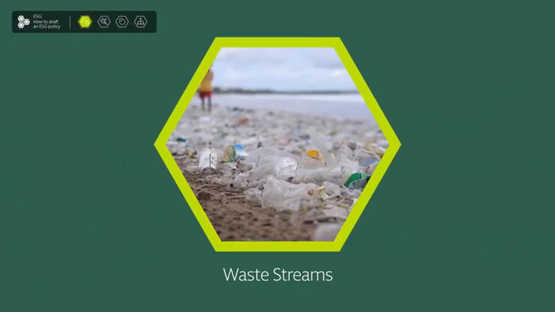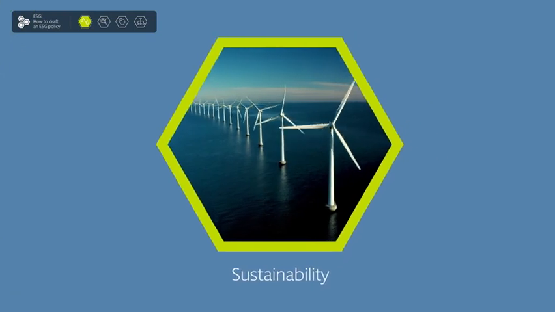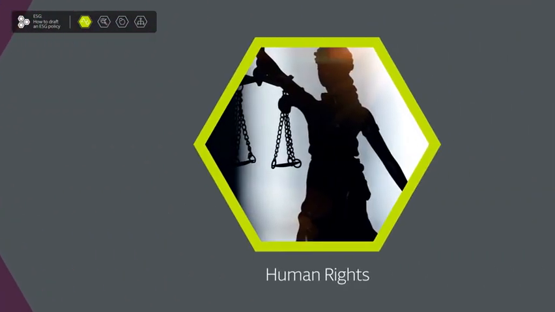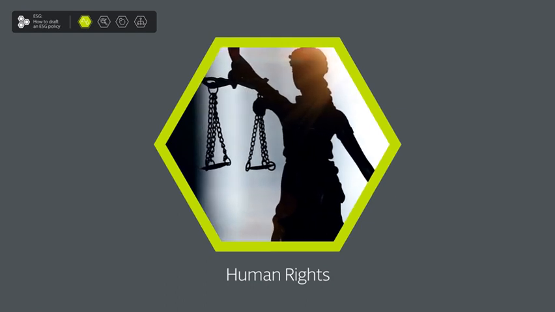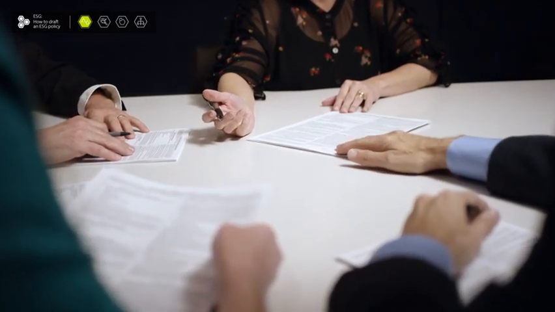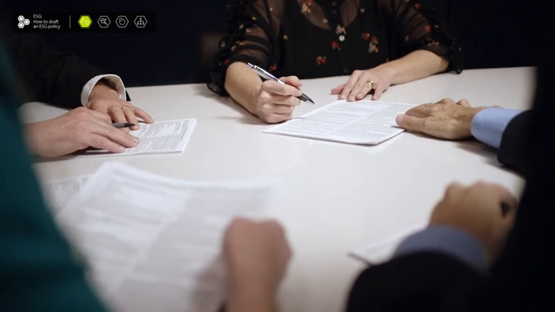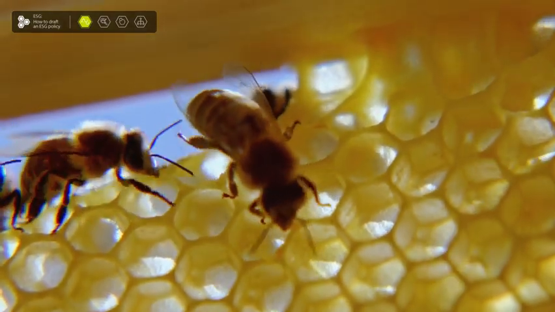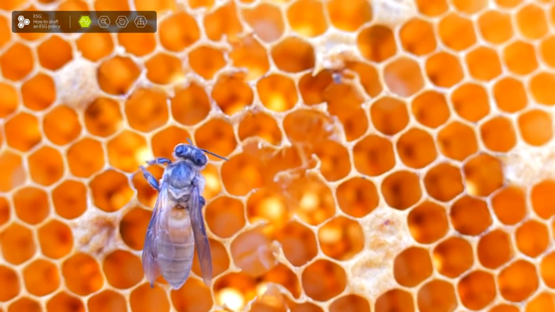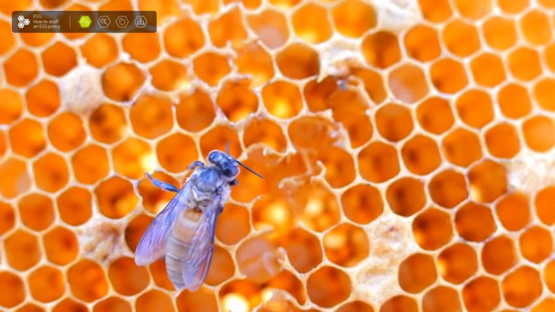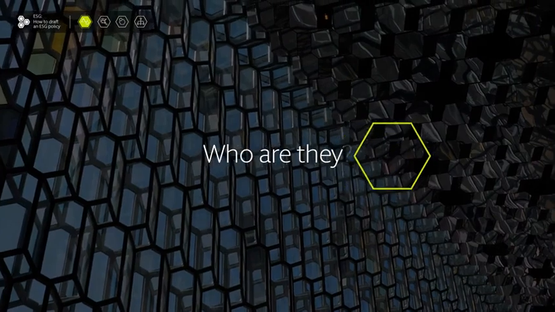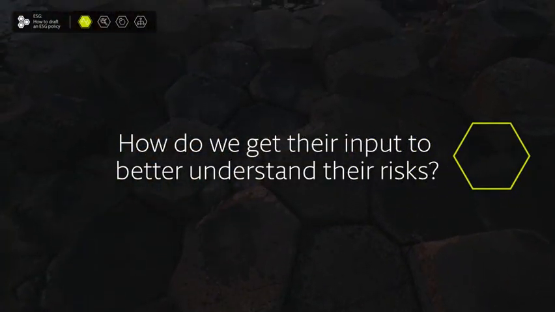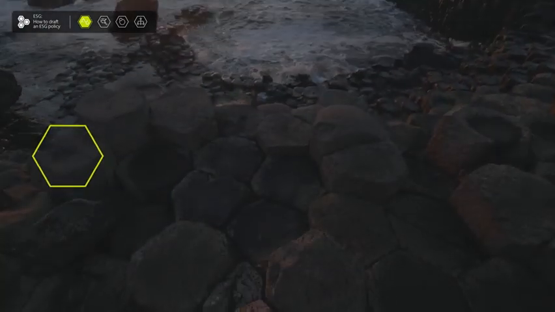Issues like managing waste streams, sustainability, vendor liabilities, and human rights all need to be considered. Building organizational planning and policies custom to your company is no small undertaking. When you create an ESG policy, you want to adopt practices that enable you to meet the needs of your stakeholders. This starts by asking, who are they? How are they impacted? And how do we get their input to better understand their risks?